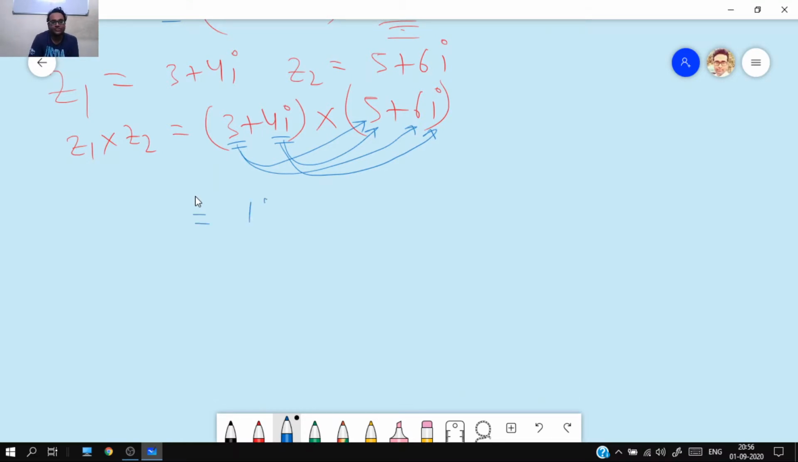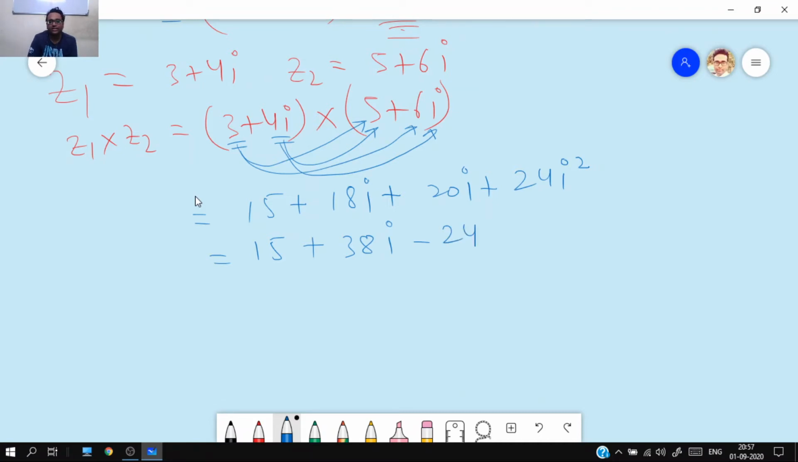So 3 into 5 is 15 plus 3 into 6i is 18i. Again 4i into 5 is 20i plus 6 fours are 24 i square. That is equal to 15, 18 plus 20 is 38i, minus 24. Am I clear with that?